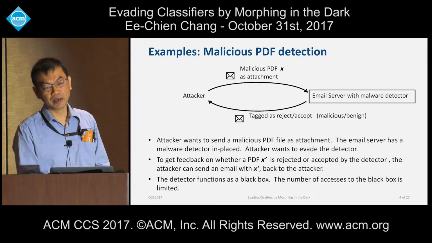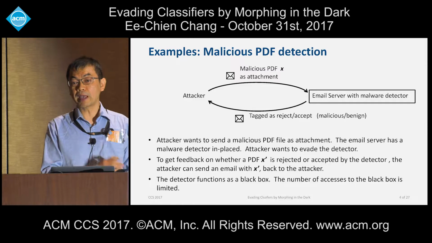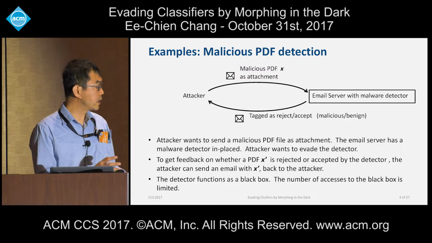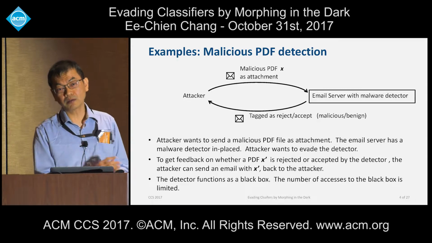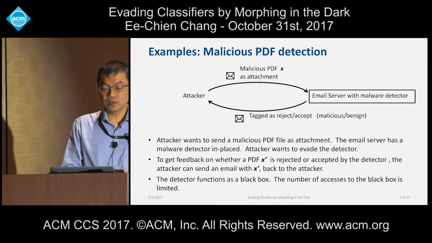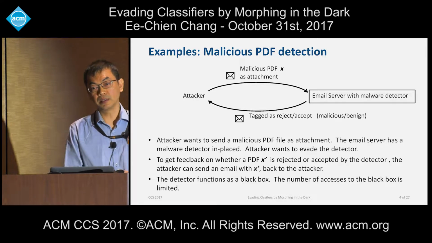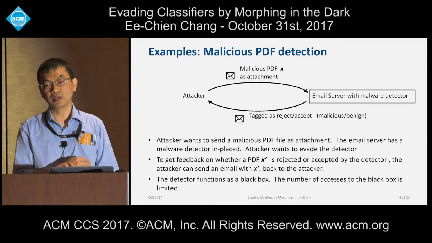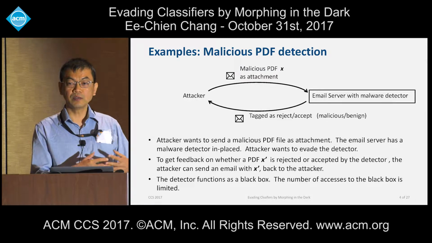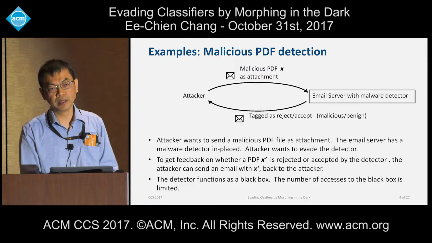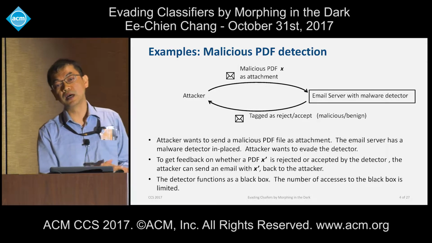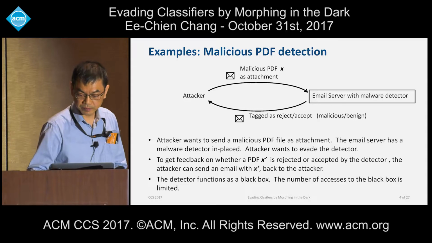We assume that the attacker doesn't know the internal mechanisms of the malware detector. So the malware detector functions as a black box to the attacker. And the number of accesses to the black box is limited. This is because sending emails to the server is very expensive. Also, if the attacker sends too many emails, the email server will simply block the attacker.